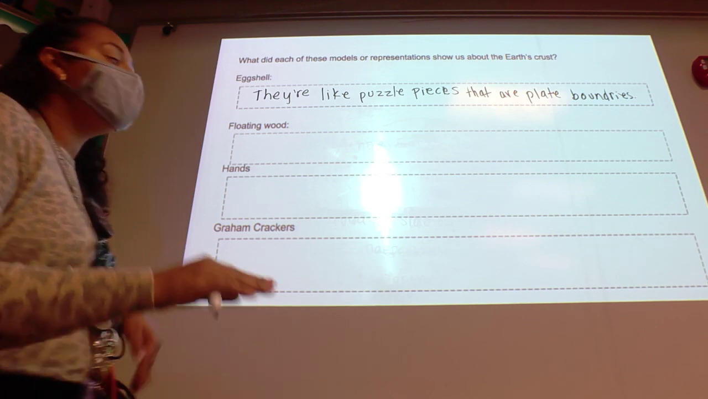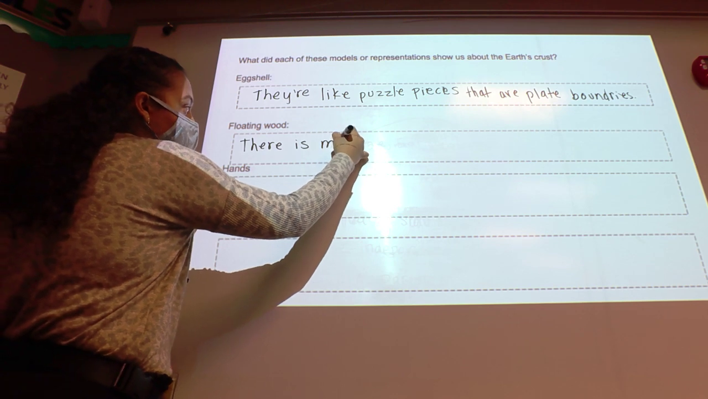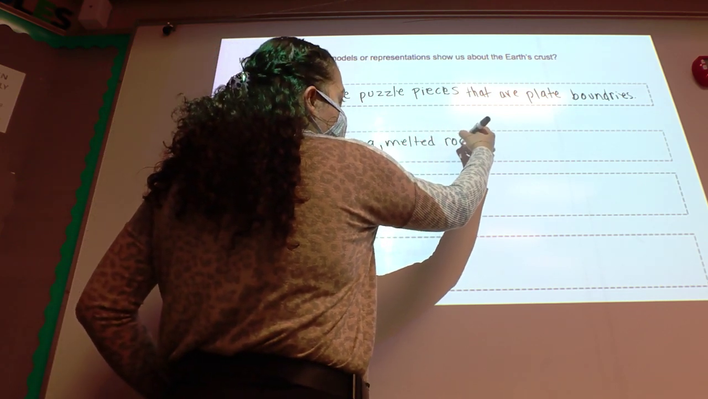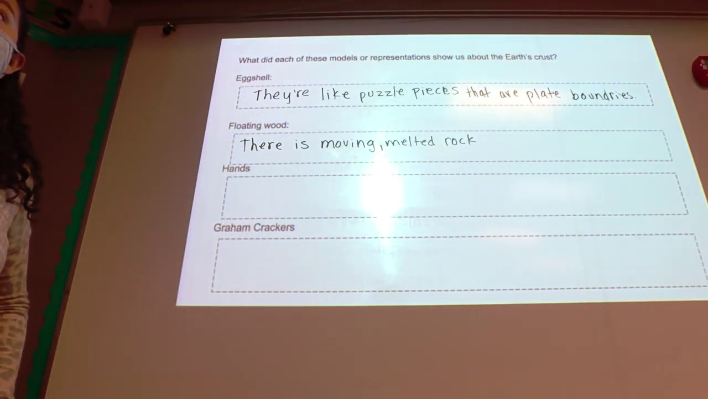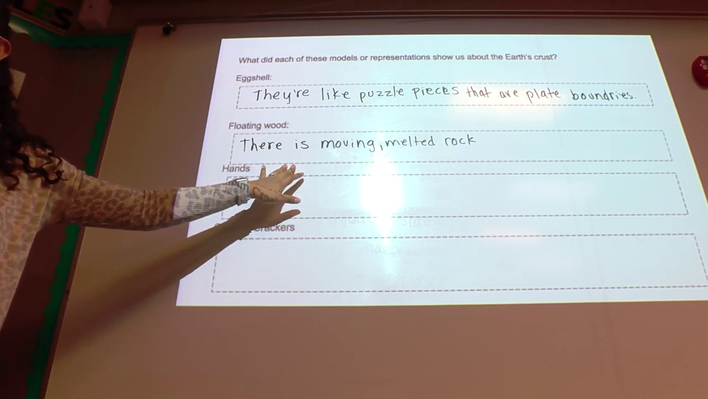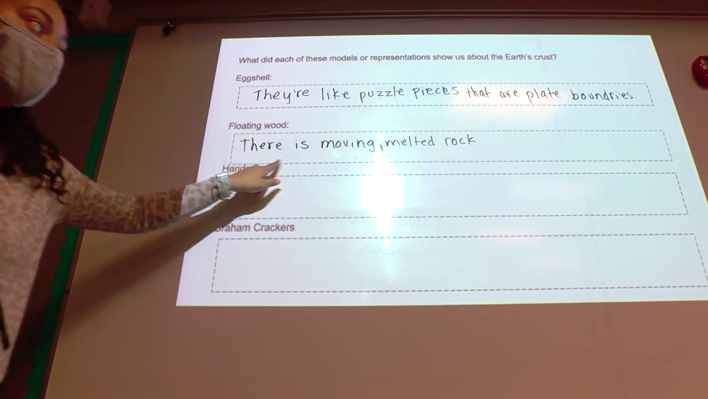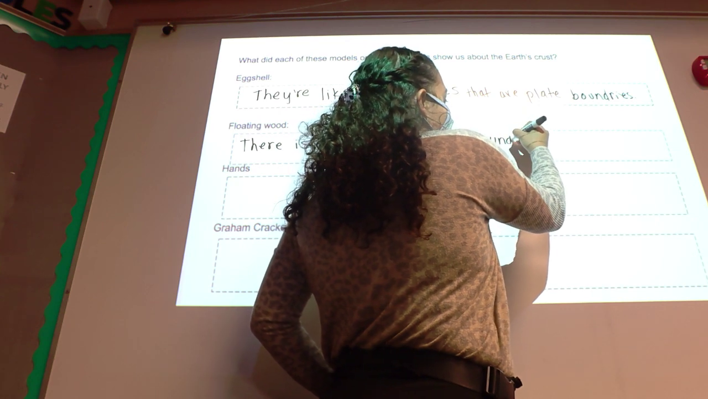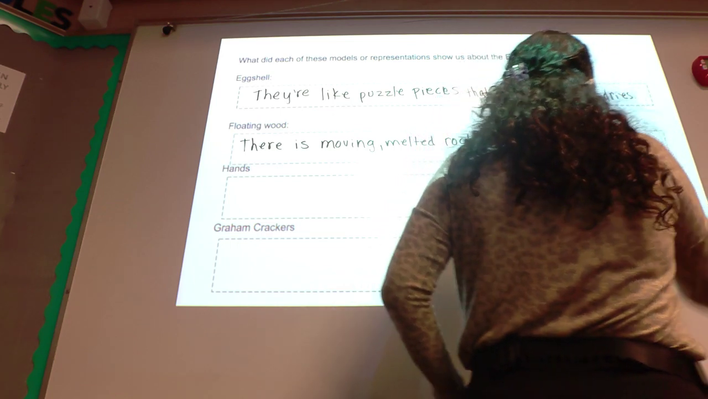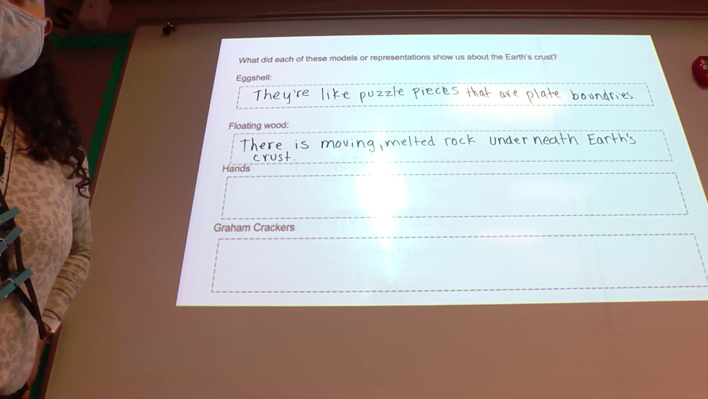Okay, so under the floating wood, so under the tectonic plates, there is moving melted rock underneath Earth's crust. Period. Got it, Noah?